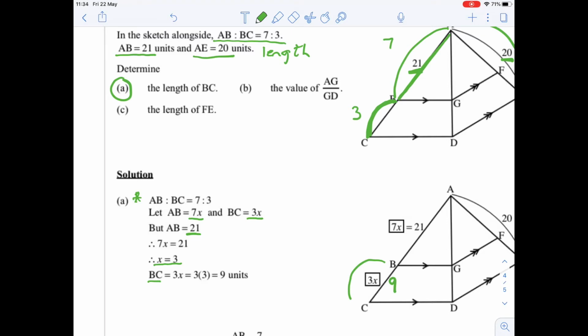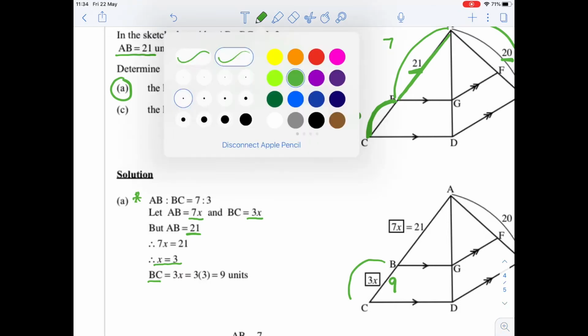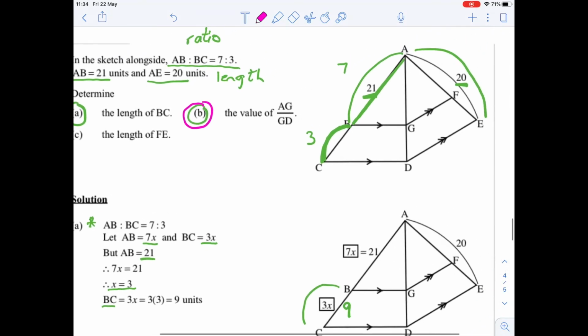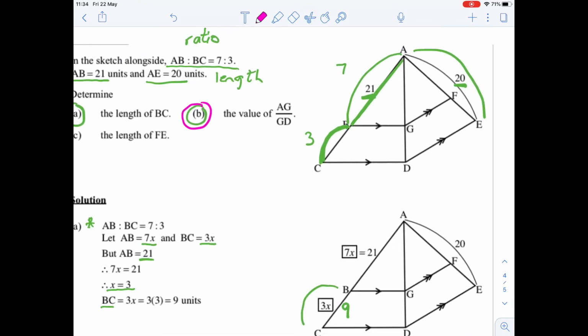Okay. Then the next one, B, let's use a different color for B. For B, we want the value of AG over GD.